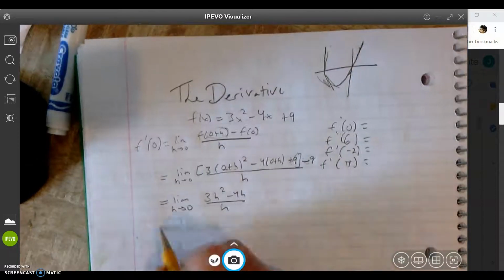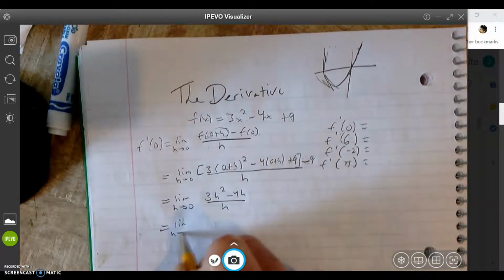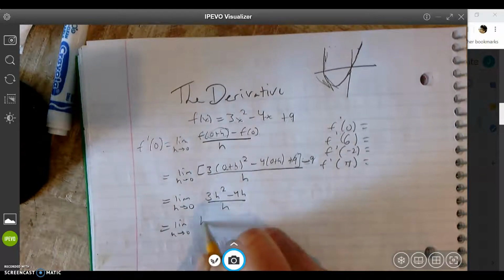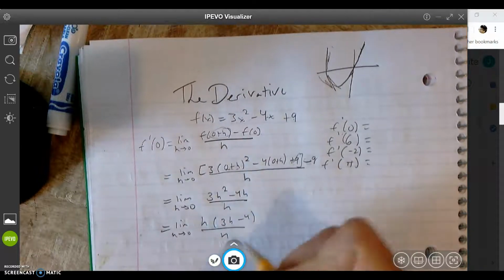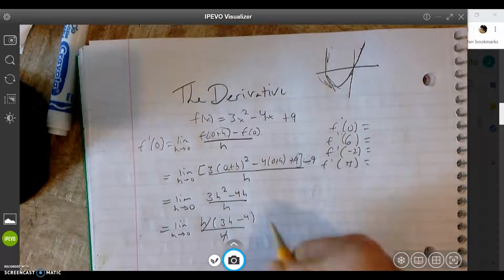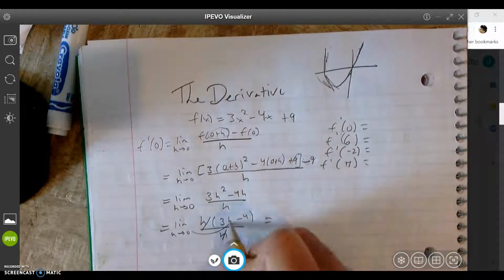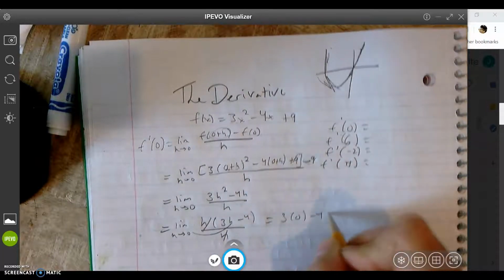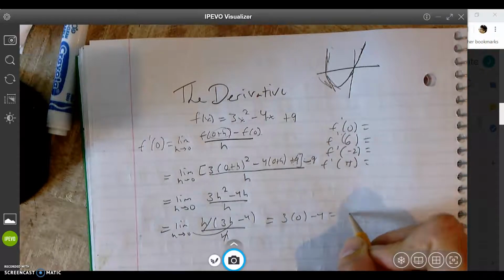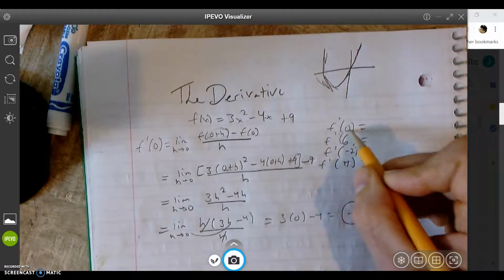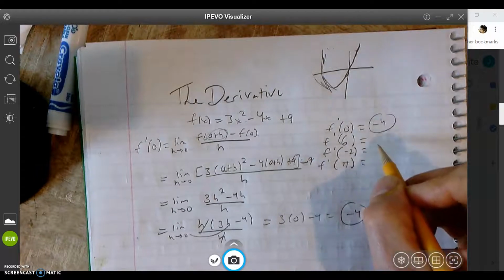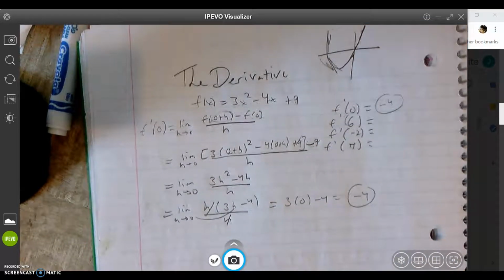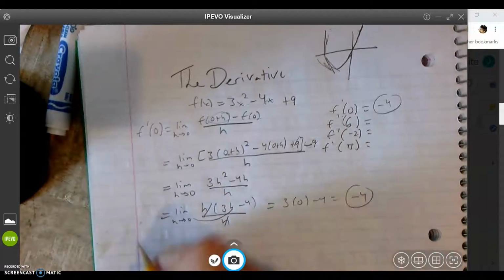This one looks pretty easy. So equals the limit as h approaches 0. Factor out an h. 3h minus 4 over h. h divided by h is 1. And then you plug in 0. 3 times 0 minus 4, which is -4. So the slope at 0 is -4. Got it. So now the slope at 6.